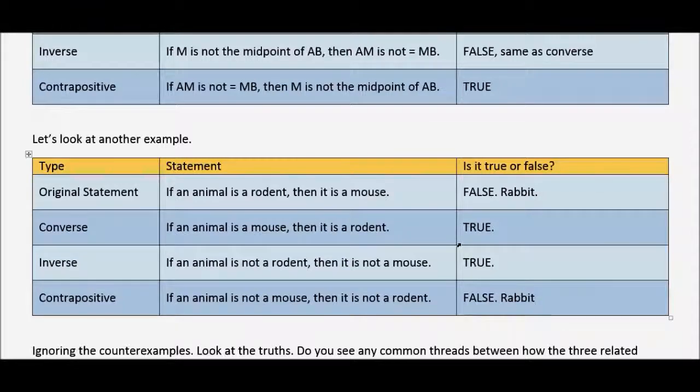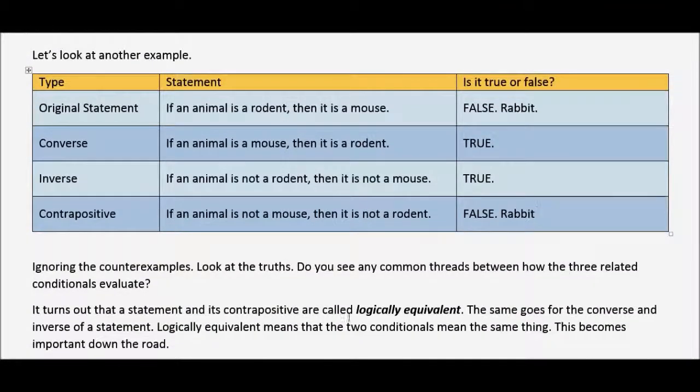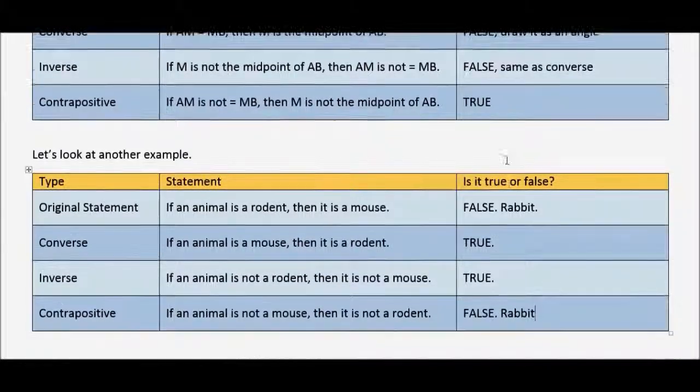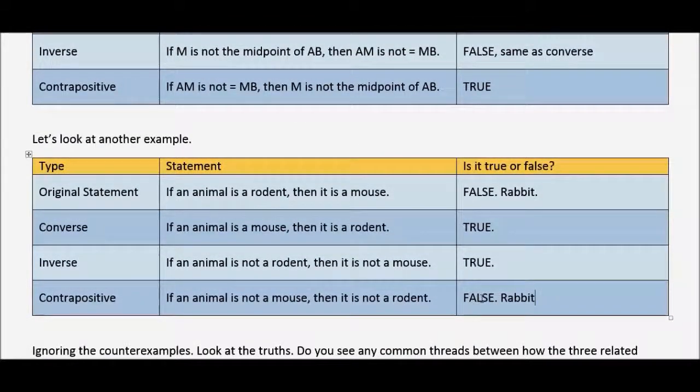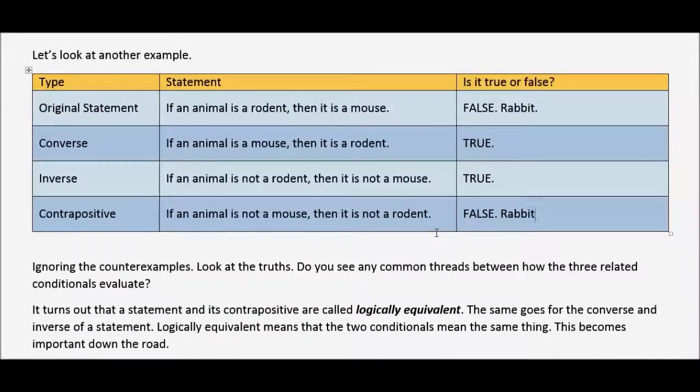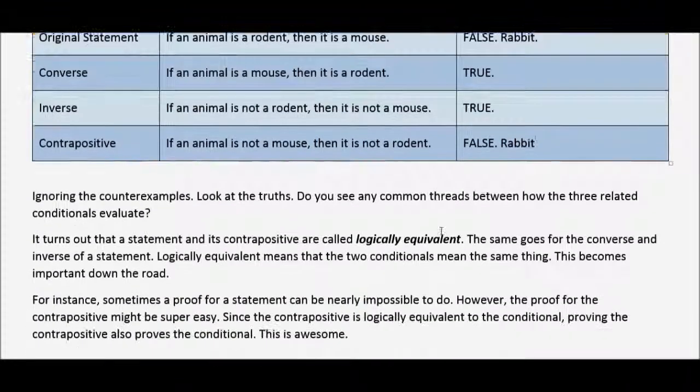All right, now let's look at the truth values. Up here, the original and the contrapositive are both true. The converse and the inverse are both false. Down here, the original and the contrapositive are both false. The converse and inverse are true. It turns out that original statements and their contrapositives, converses and inverses, are what we call logically equivalent statements. So that means that if one is true, the other will be true as well.